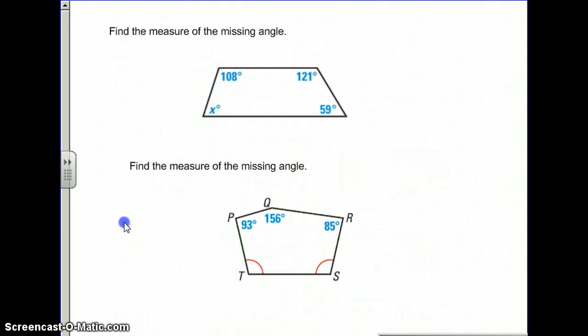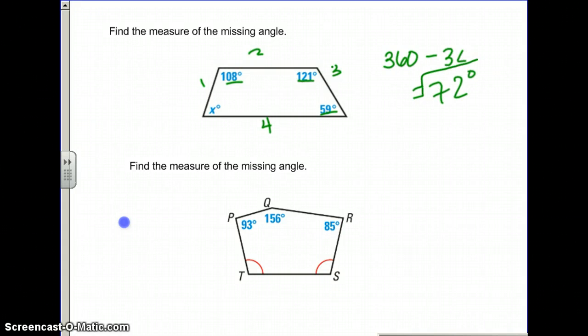Okay? Let's take a look at these two. It says find the measure of the missing angle. Well, let's first figure out how many degrees are in each of these figures. If we look at this figure, there's 1, 2, 3, 4 sides. We know a 4-sided figure has 360 degrees. So if we take 360 degrees and subtract out all 3 of these angles, I did it in my calculator, I don't remember what they total, but what's left for x is 72 degrees.